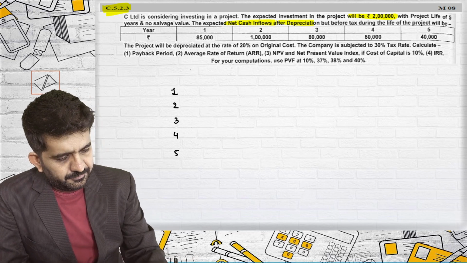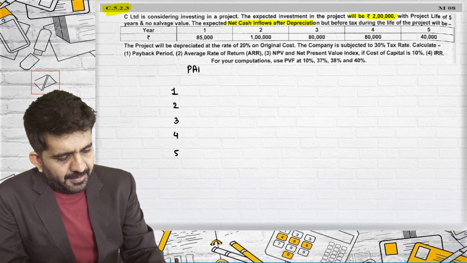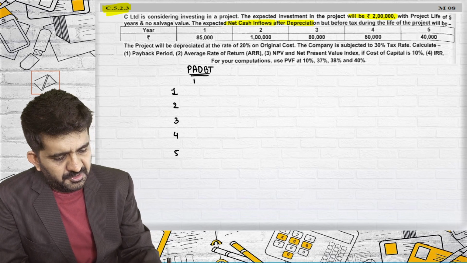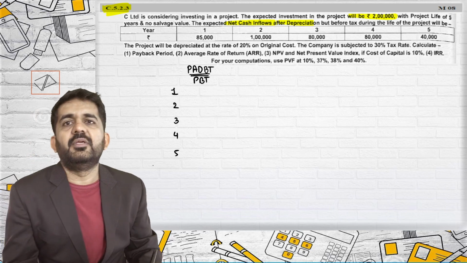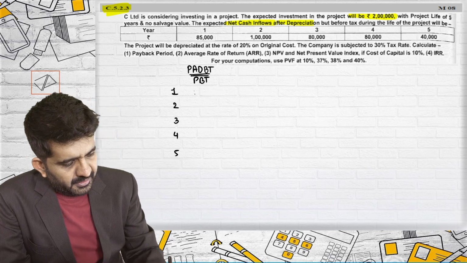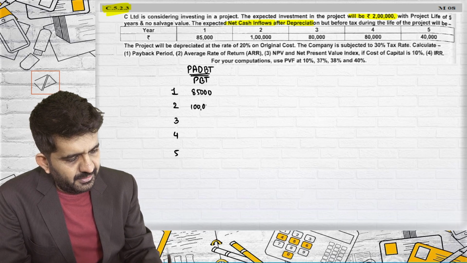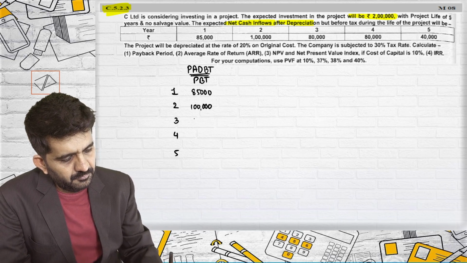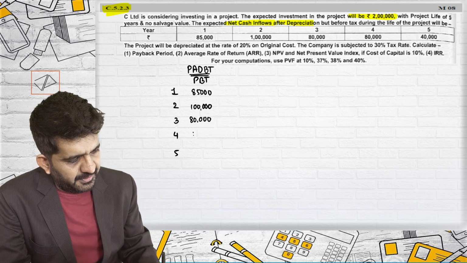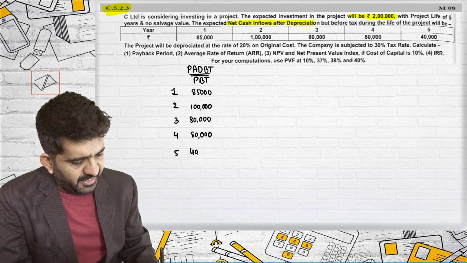This is profit after depreciation but before tax, which is nothing but PBT. Depreciation is deducted but tax is yet to be deducted. It is 85,000, 1 lakh, 80,000. As the figures are different, I'll have to prepare it separately. Also, I want to find out payback period. So I am not having any other option with me.